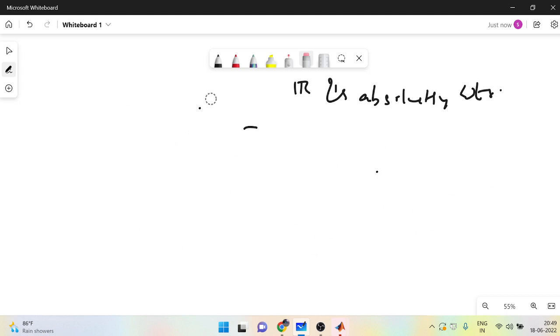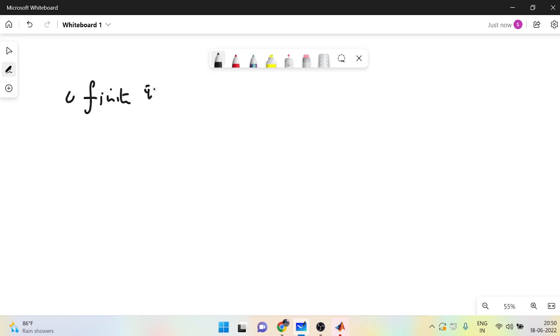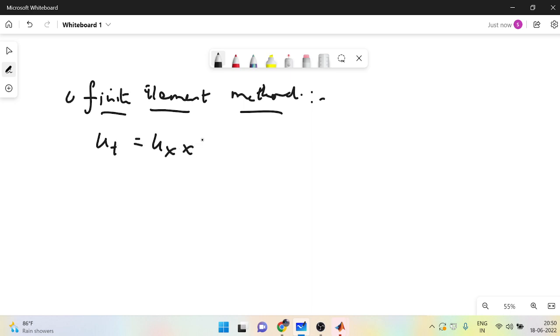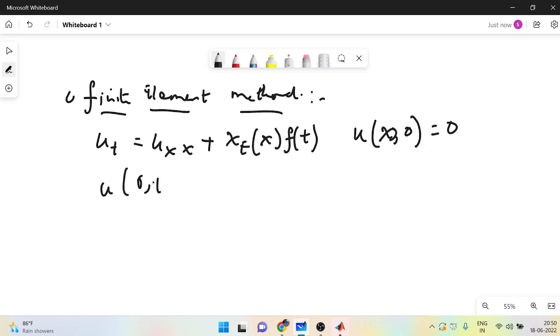I'll begin with the simulations. Last time I took some complicated heat equation, but let us go step by step. So I'll be starting with the finite element method. Let us solve this particular heat equation: u_t equals u_xx plus chi times some x of f of t, where f of t is some input function. The initial condition of u of x comma 0 is 0. U of 0 comma t equals 0, and u of 1 comma t equals 0, right?